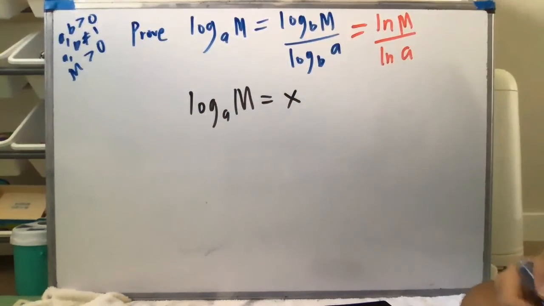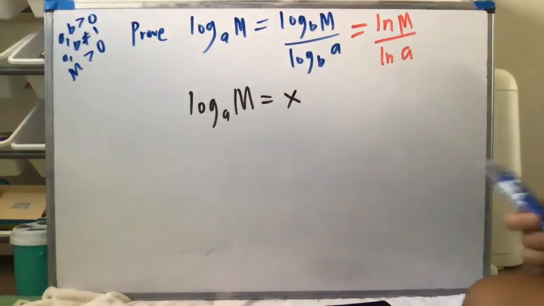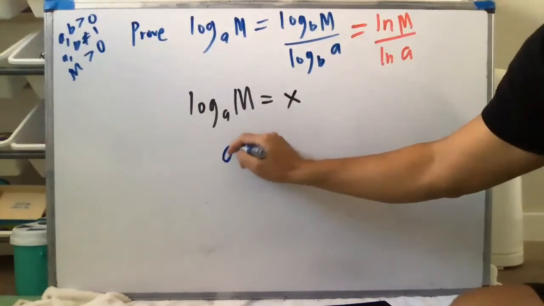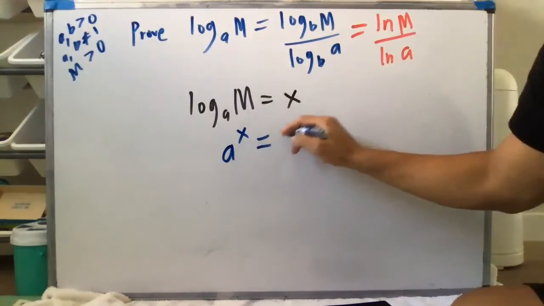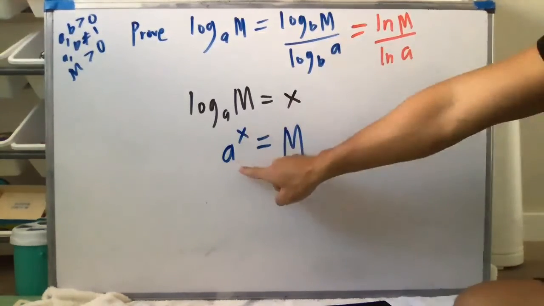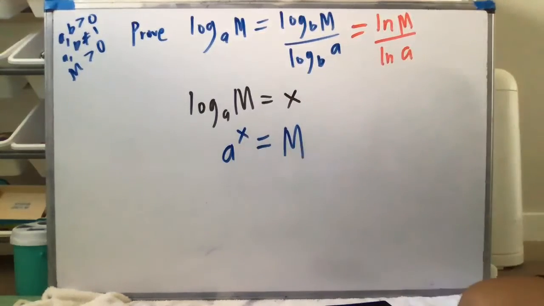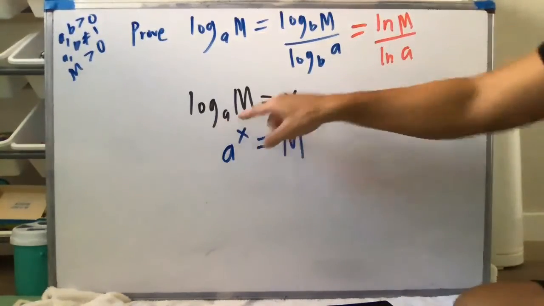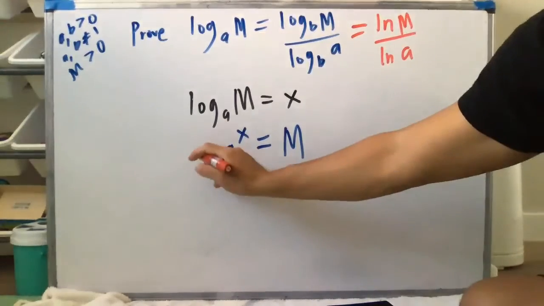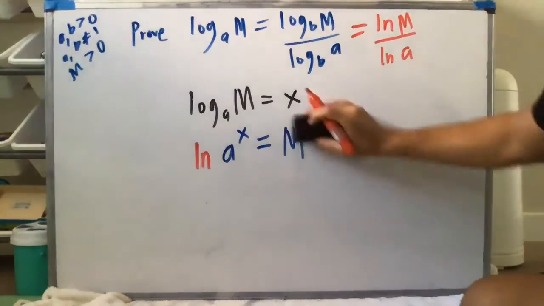First thing I'm going to do is unpack this by definition. What this means by definition, remember, is that a to the x is equal to m. That's the definition of a log. Now all I'm going to do at this point in the strategy is solve for this x value. So remember, x is the thing we started with. To solve, I'm going to take ln on both sides.